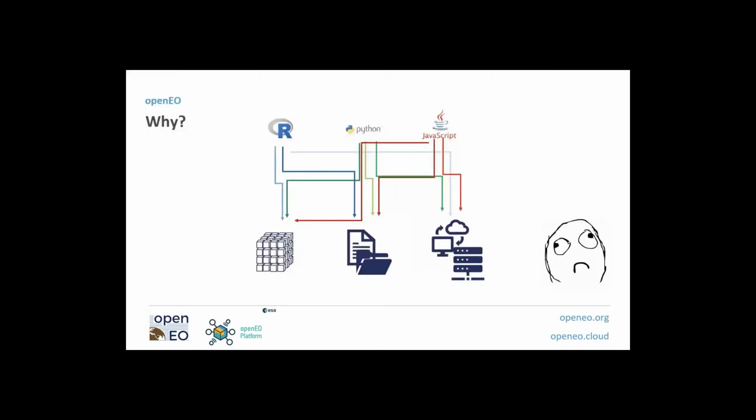So why did we do openEO? Well, basically you have a number of programming languages and clients like R and Python that all want to do EO processing. And there are a number of cloud providers that do that, like Google Earth Engine and Sentinel Hub and others. But they all have their own API. So what we have right now is this mixture of things, and that doesn't really work out for people because they need to learn a lot.